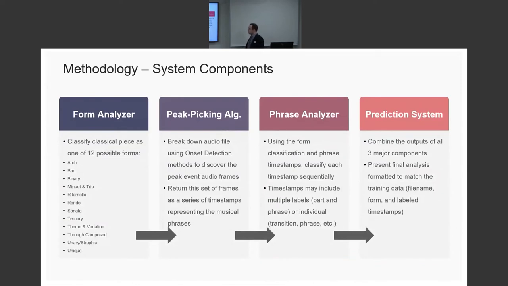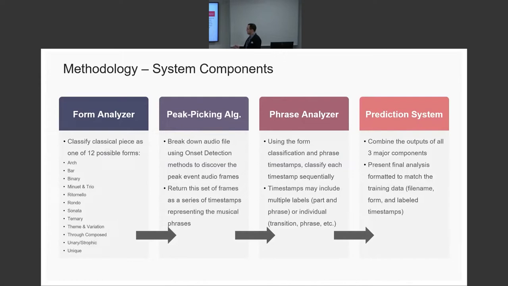So our system components. The form analyzer will classify a classical piece as one of 12 different possible common music theory forms. The peak picking algorithm will break down our audio file using onset detection methods to discover the peak event audio frames. And then we'll return the set of frames as a series of timestamps representing the musical phrases. This is referred to as a novelty vector.